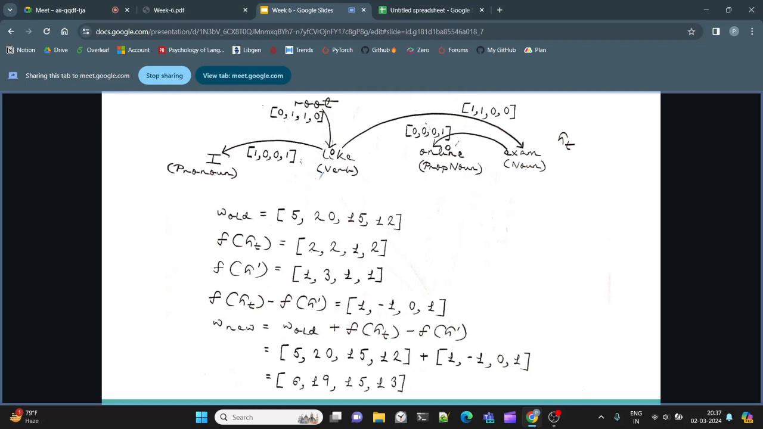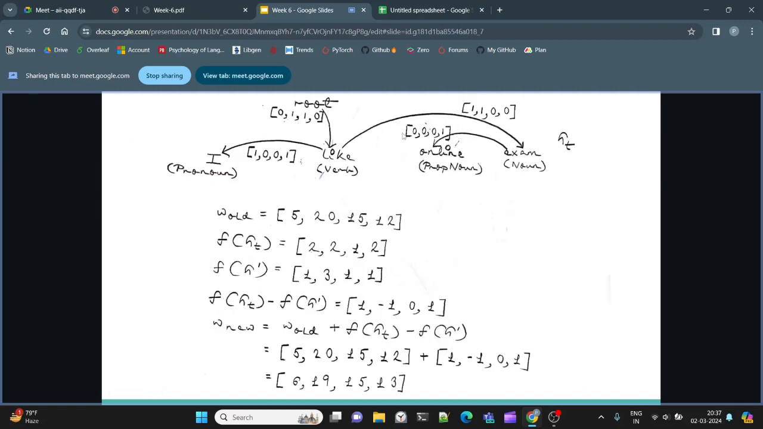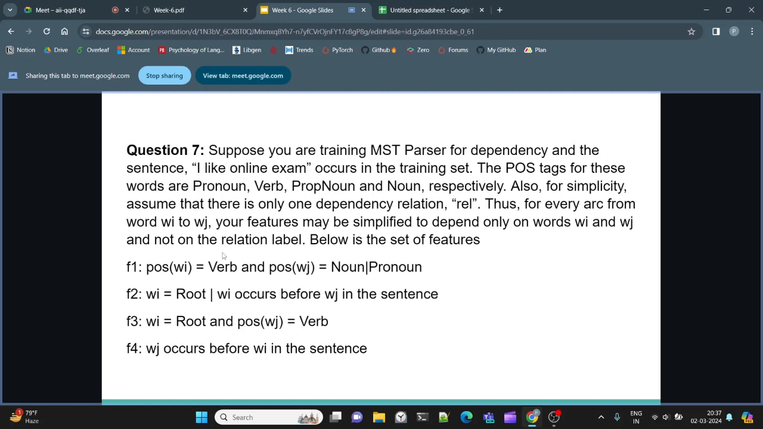Yes, from the question you found the values. In the question, these 4 features were given, F1, F2, F3, and F4. You computed that for this arc, and that gave you 1100. Is that okay? So let's take this one, like an exam. Let's take this arc. Let's take one of the features. Let's take F1. F1 is POS of WI is verb and POS of WJ is noun or pronoun.